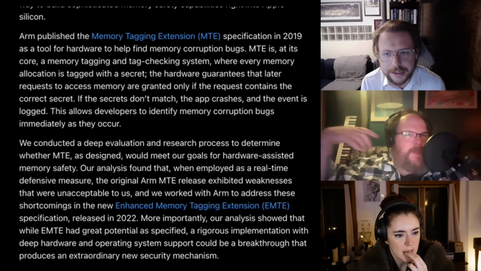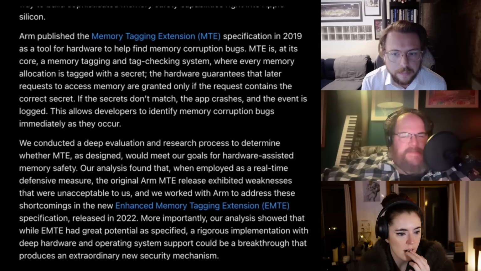Okay. So this has been something that's been around for a while, in the sense that it's been defined for 6 years, but it just hasn't really existed in chips much. It's in Pixel phones. I think it's in Pixel starting at 10 or something like that. Pixel 8. It's Pixel 8.